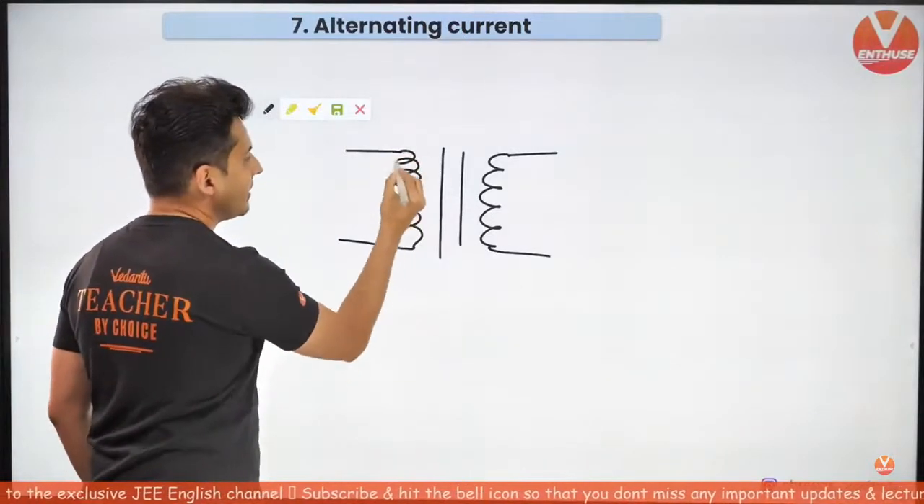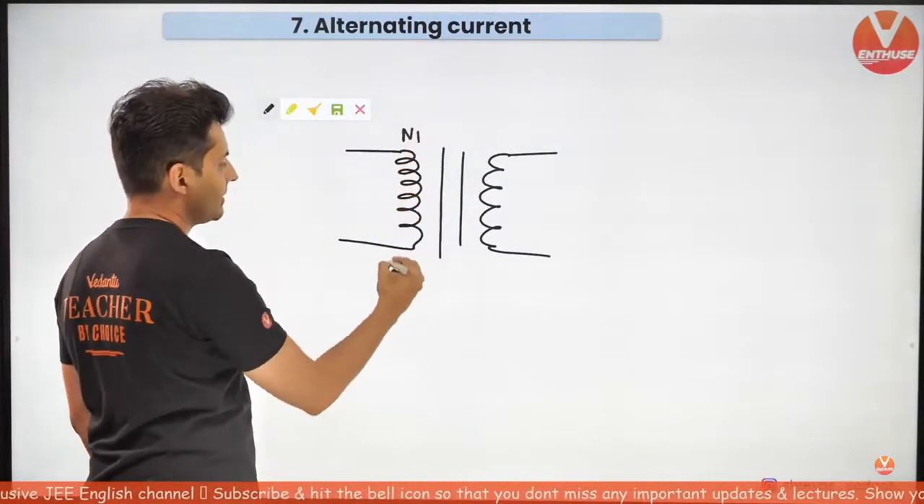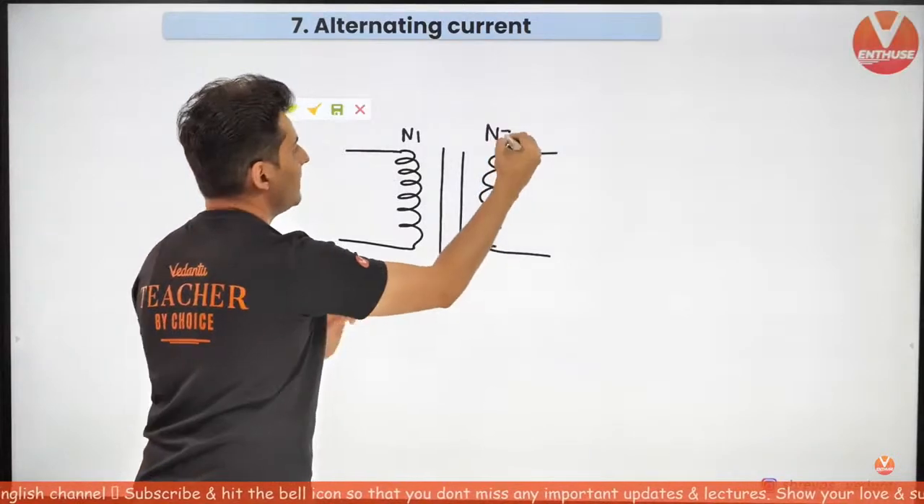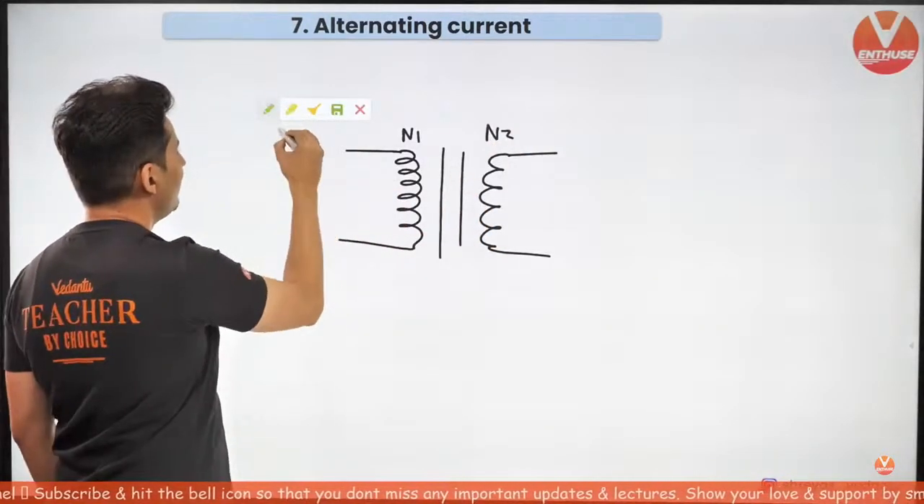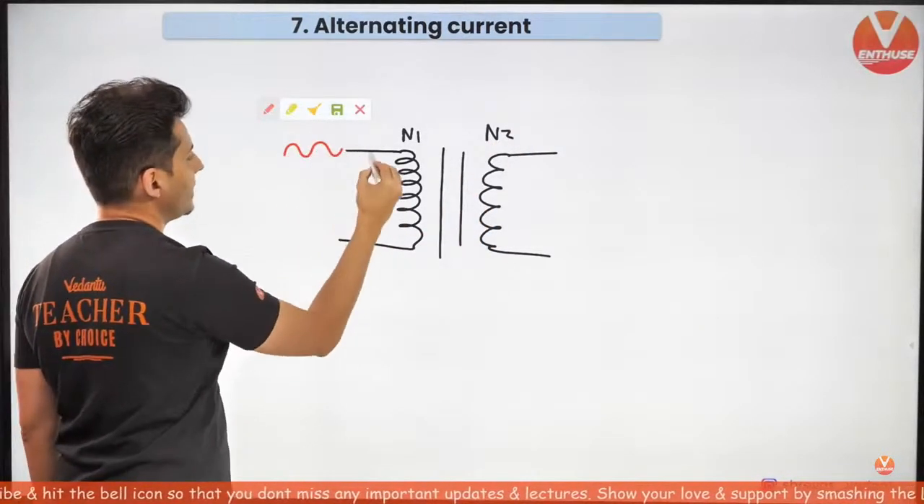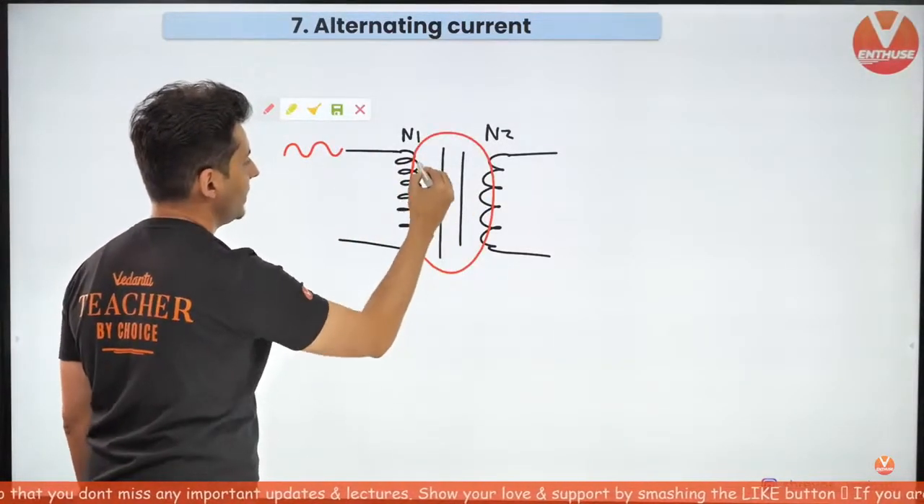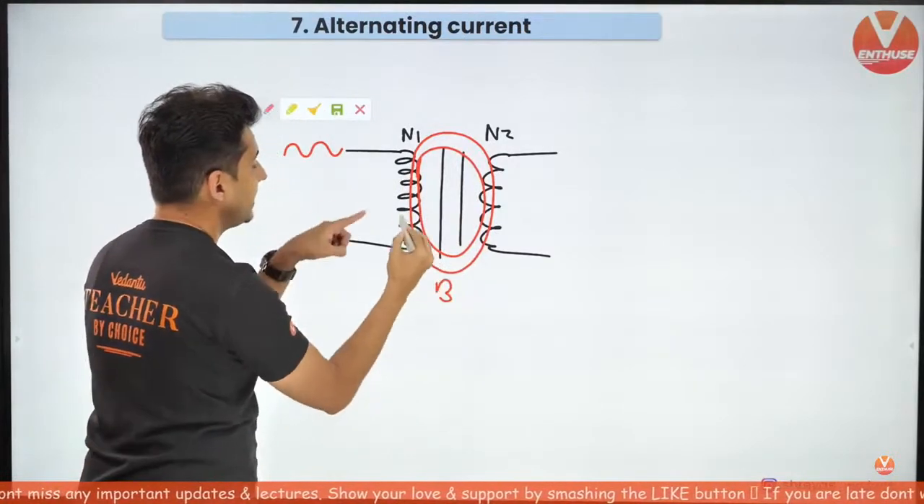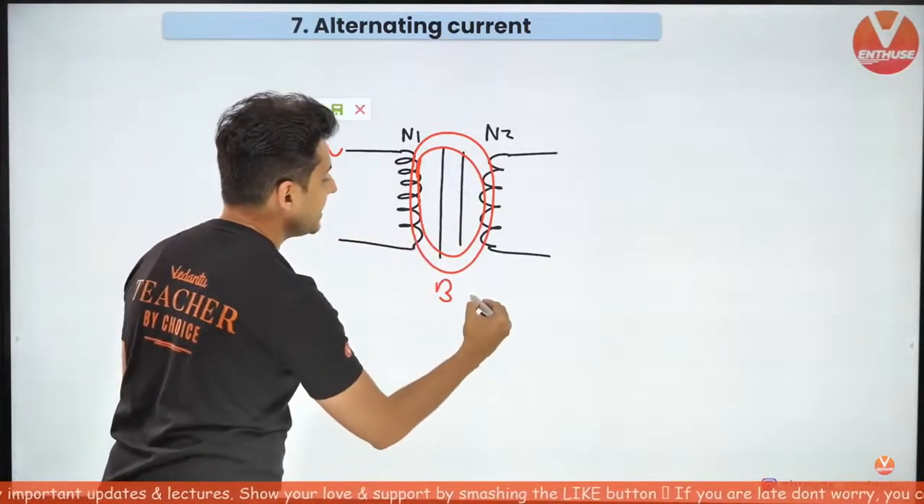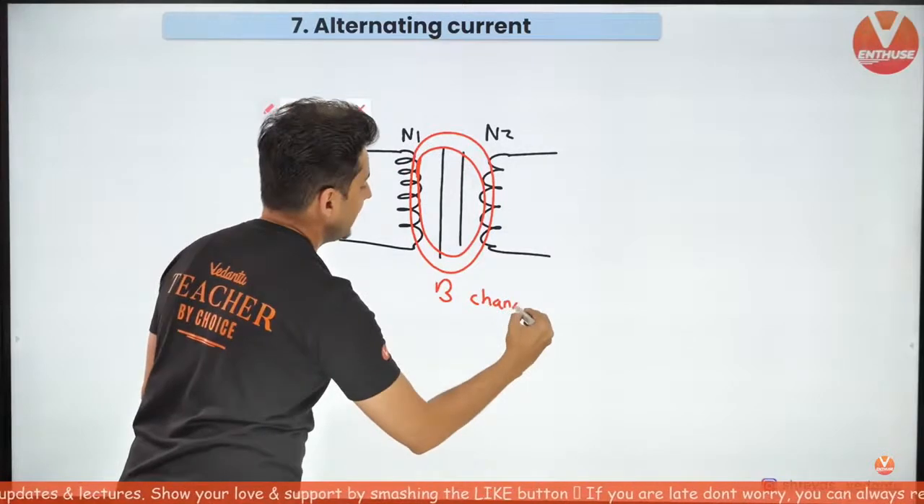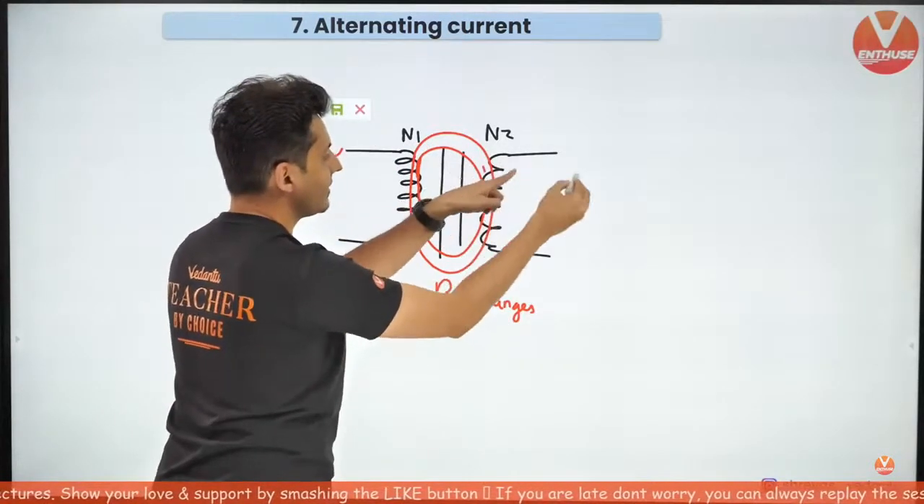So if you take primary turns as N1, this is called as the primary, this is secondary, you will see when you pass AC current over here, this AC current will create a magnetic field around it, definitely, and because the current changes, the B also changes, and that creates induced electricity in the secondary.